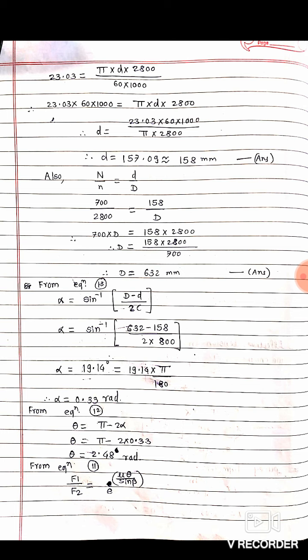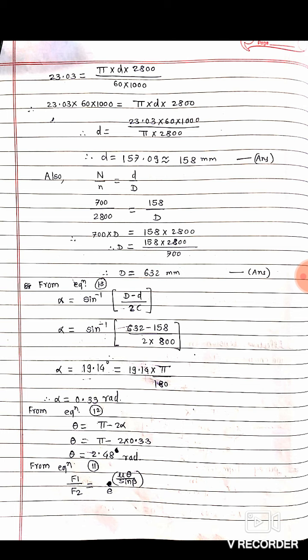Also we know the speed ratio, that is the speed of the big size pulley, capital N, divided by the speed of the small size pulley, small n, is equal to the diameter of the small size pulley, small d, divided by the diameter of the big size pulley, capital D. If we observe this relation, we know both the speeds, capital N and small n, and we already calculated the small d value, so the only unknown is capital D.